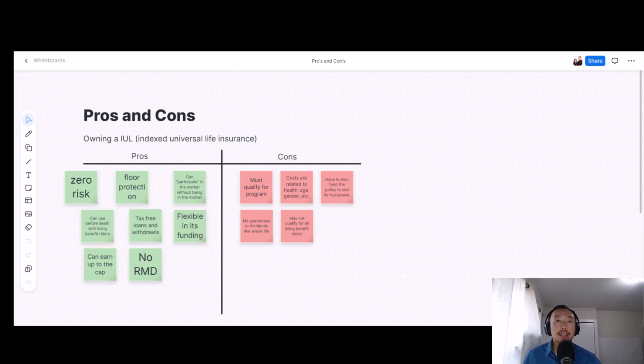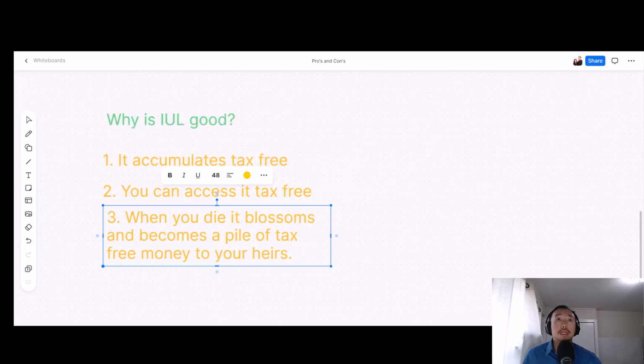Now that you understand the pros and cons of owning an IUL, let's summarize what we learned today. So why is IUL good? It is good because of the three following reasons. Number one, it accumulates tax-free, and you can access this money tax-free, right? And then when you die, it goes to your heirs as a pile of tax-free money. So in conclusion, owning an IUL is a great product if you want to have a set it and forget it strategy for your savings. No other financial vehicles can do these three things. Most can only achieve one or two of these benefits.